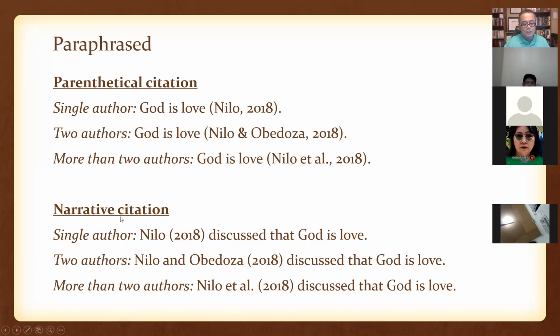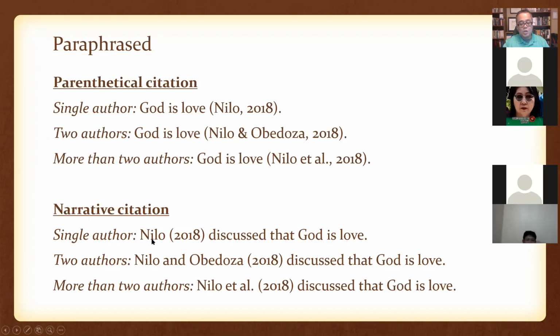For narrative citation, meaning, if you include the author in the sentence, in the discussion itself. For example, here, Nilo discussed that God is love. So Nilo is part of the sentence. If you do that, that is called a narrative citation. So for a single author, you list the author's last name, leave the year of publication in the parentheses, and be a part of the sentence. Nilo discussed that God is love.